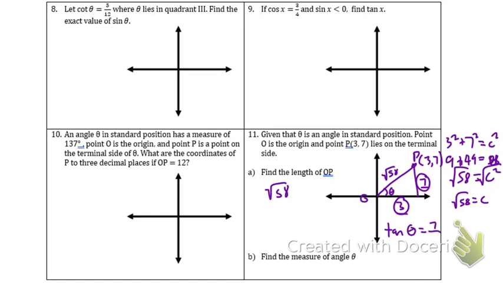Tangent of theta equals 7 over 3, which is opposite over adjacent. And remember, when we are finding an angle, we have to use the inverse of that. So we would say theta equals inverse tangent of 7 over 3, and we would type that into our calculator. So second tan, 7 divided by 3. And we should get an angle. I'm going to round this to the nearest tenth. So this should be approximately 66.8 degrees.